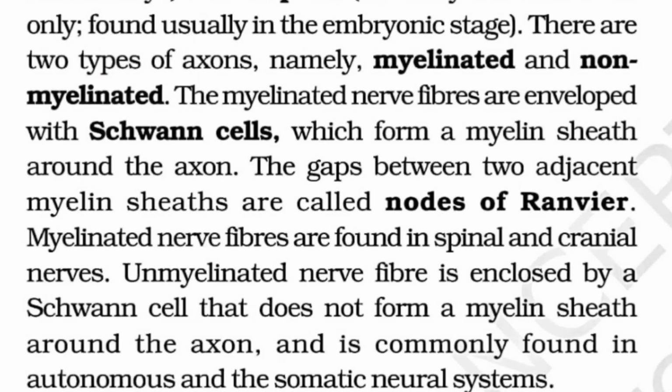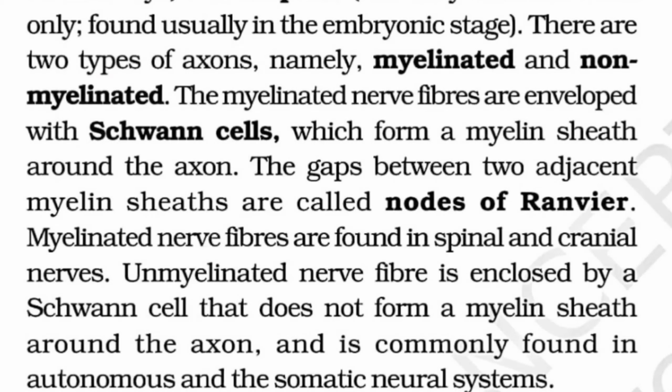So we are done with the multipolar neuron, which is present in the cerebral cortex, and with the bipolar neuron, which is present in the retina of the eye. The last one is unipolar, which means a cell body with one axon only and no dendron. It is found only in the embryonic stage, which means a normal human does not have any unipolar neuron; rather, they have bipolar neurons in the retina of the eye and multipolar neurons in the cerebral cortex of the brain.